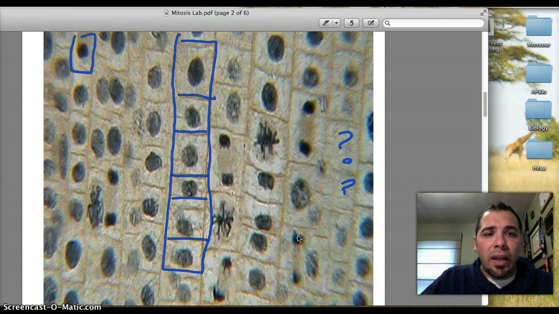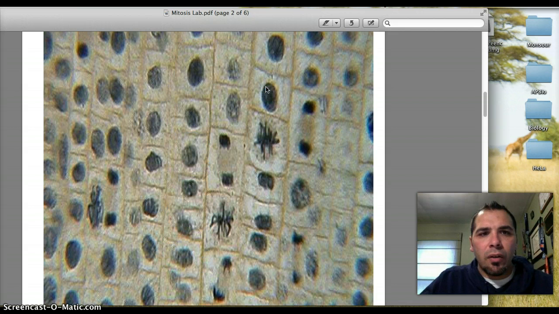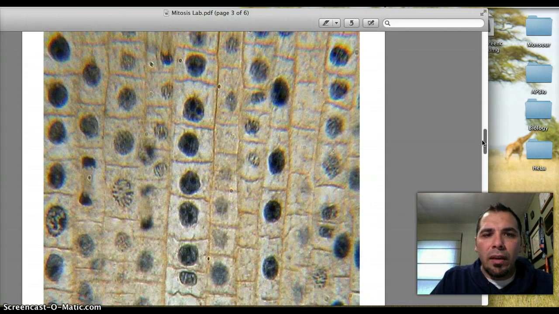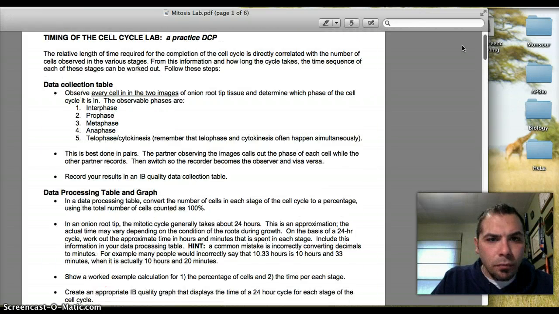So if you get to a point and you get frustrated and you're like, I don't know what it is, just skip it. You may want to check with the people around you, though, because all the groups will have the same picture. So the easiest way to do this is just have 2 people working together and one person just go down through each image and count up what phase each cell's in. You may need your book to review.